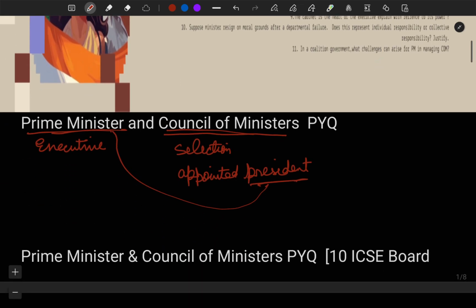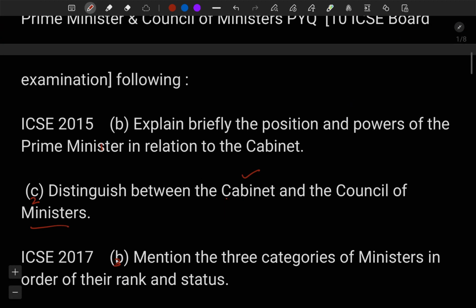What was the difference between council of ministers and the cabinet? If this is the council of ministers, then this is the cabinet. The inner circle of the council of ministers is the cabinet. I hope this point is clear to you. And you comment down: if one person has not been elected as a member of the parliament, can they become a minister? Answer this below. So let's begin.